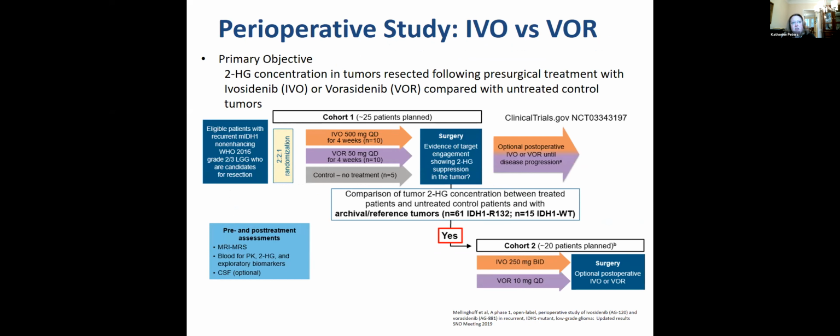One of the safety concerns of the drug was that it did have a little bump of the liver enzymes for patients that received the agent at higher doses. So we decided on a dose of 50 milligrams for the vorasidenib.